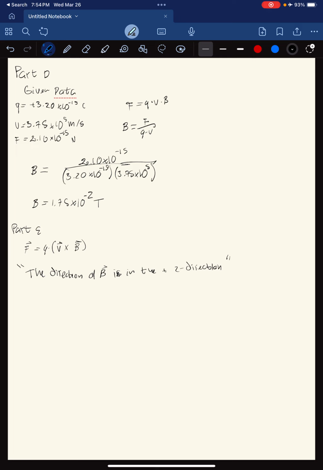Now we go with part F. For part F, a proton, charge positive 1.60 × 10^-19 coulombs, has an initial velocity of 5 × 10^6 meters per second and enters a uniform magnetic field of 0.300 Teslas. The velocity is perpendicular to the magnetic field. Find the magnitude of the magnetic force on the proton.